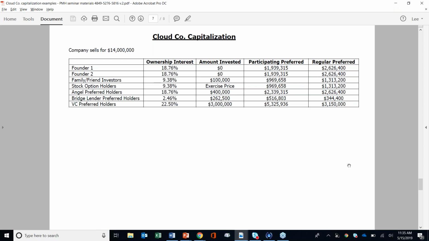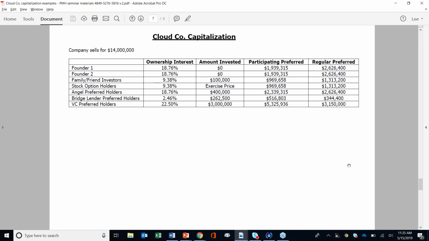They get the money back and they participate in what's left over. And so their return gets to, I don't know, around 80%. It's not a 2x return. It's under a 2x return, but it's 3% above their investment, which is somewhat like 3.15 million. And you can see the bridge lenders have a similar pro rata effect on their participating preferred.